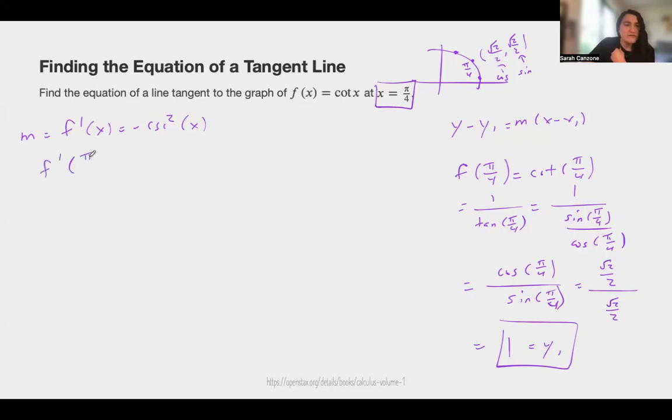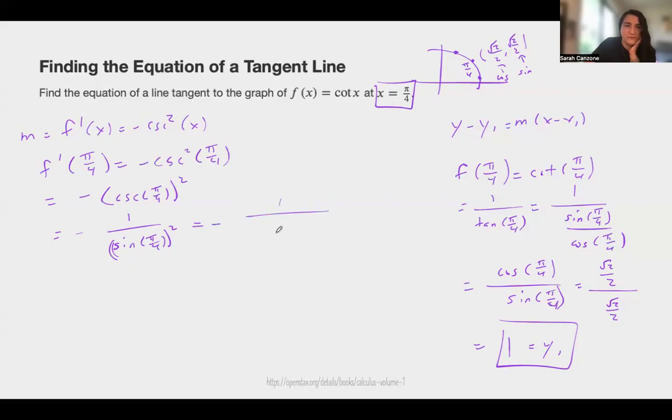So f prime of pi over 4 equals negative cosecant squared of pi over 4. But I'm going to write this as negative cosecant of pi over 4, quantity squared, because that's what that means. Cosecant is 1 over sine. We don't know how to compute cosecant, but we do know how to compute sine. So this is negative 1 over sine of pi over 4, squared. The sine of pi over 4 we still have right here. Sine is y, that's root 2 over 2. So we have negative 1 over root 2 over 2, quantity squared.